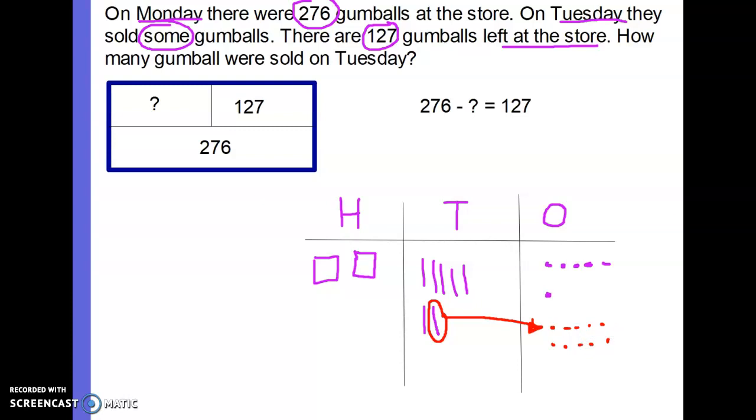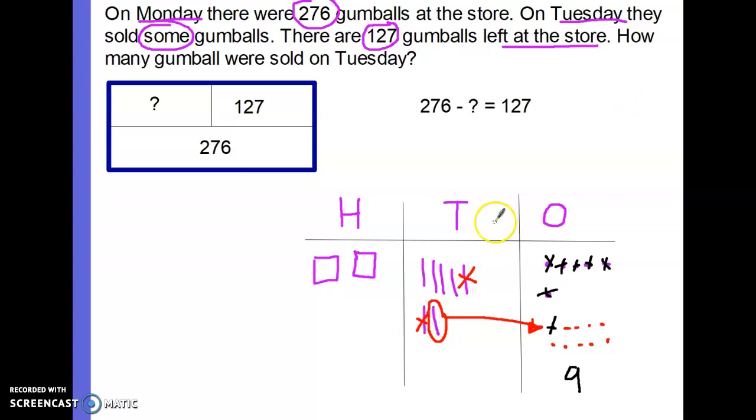Now I can subtract 7. 1, 2, 3, 4, 5, 6, 7. So I'm left with 9 ones. Now I'm going to go to my tens place. I need to subtract 2 tens. So 1, 2.